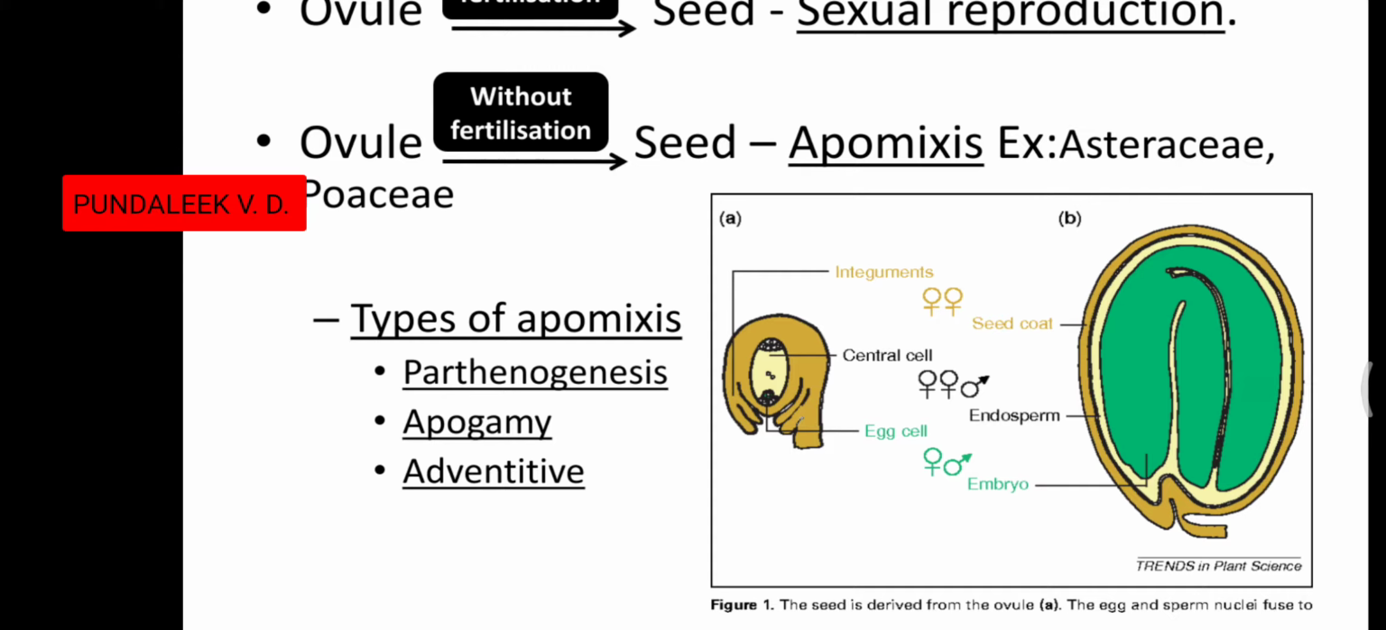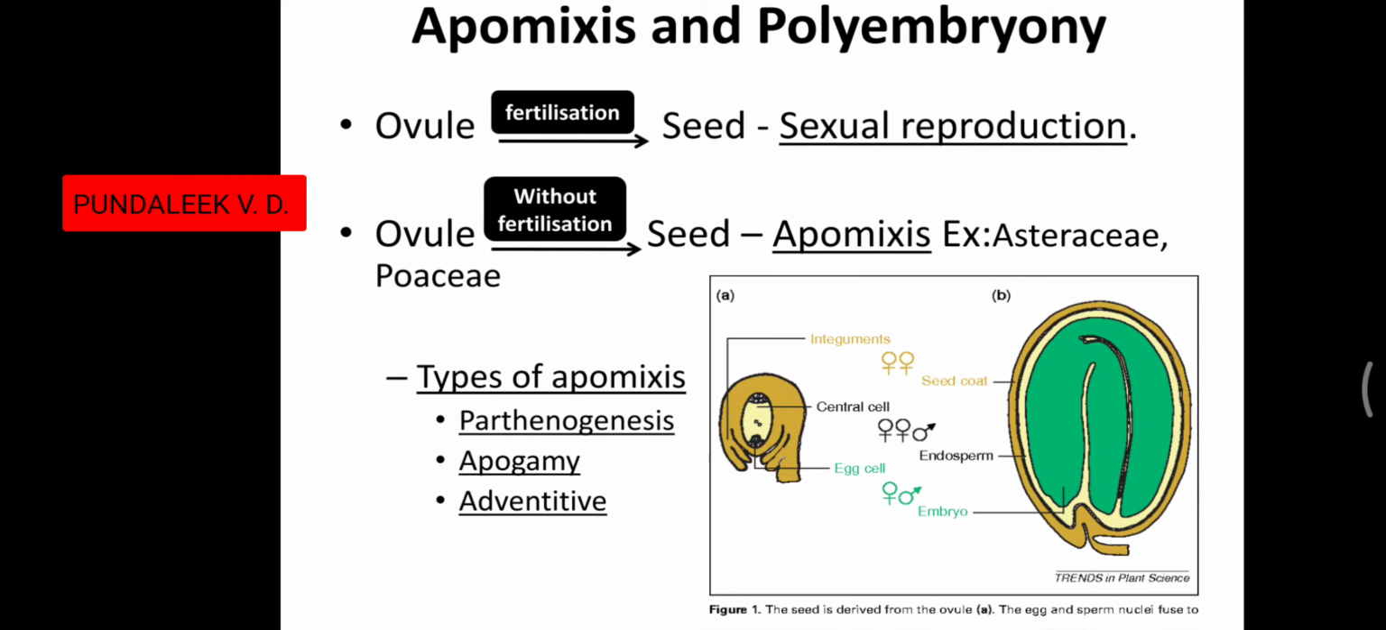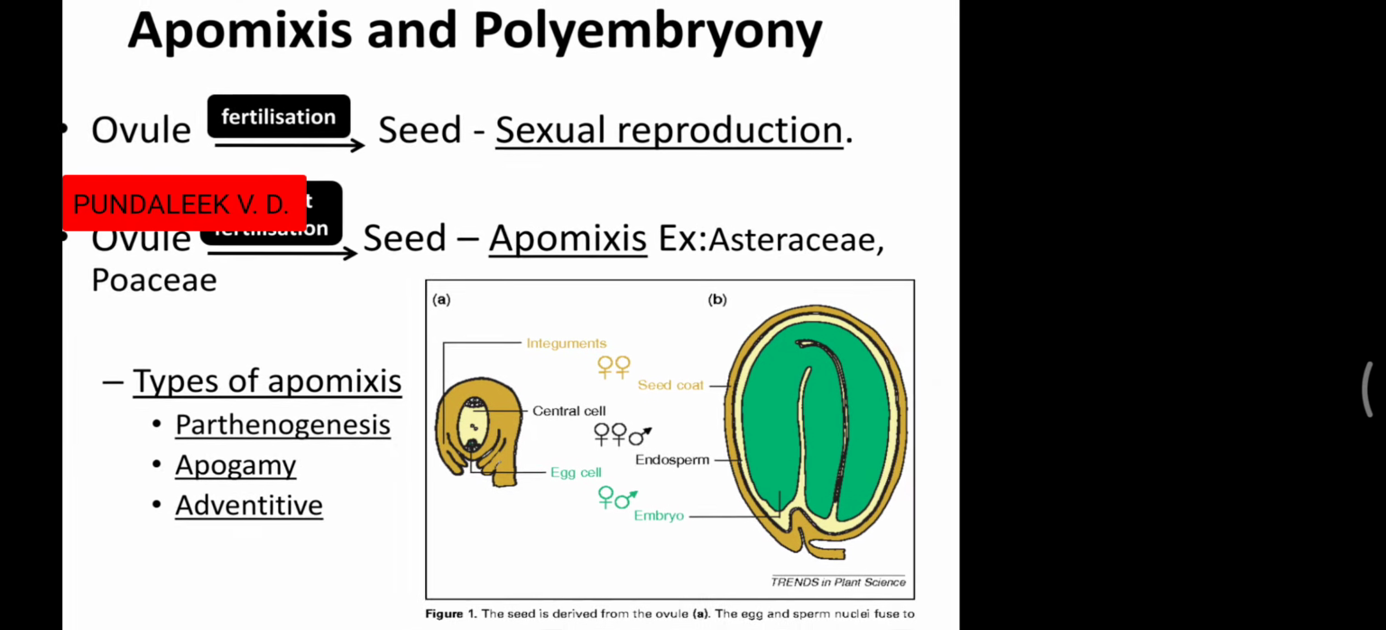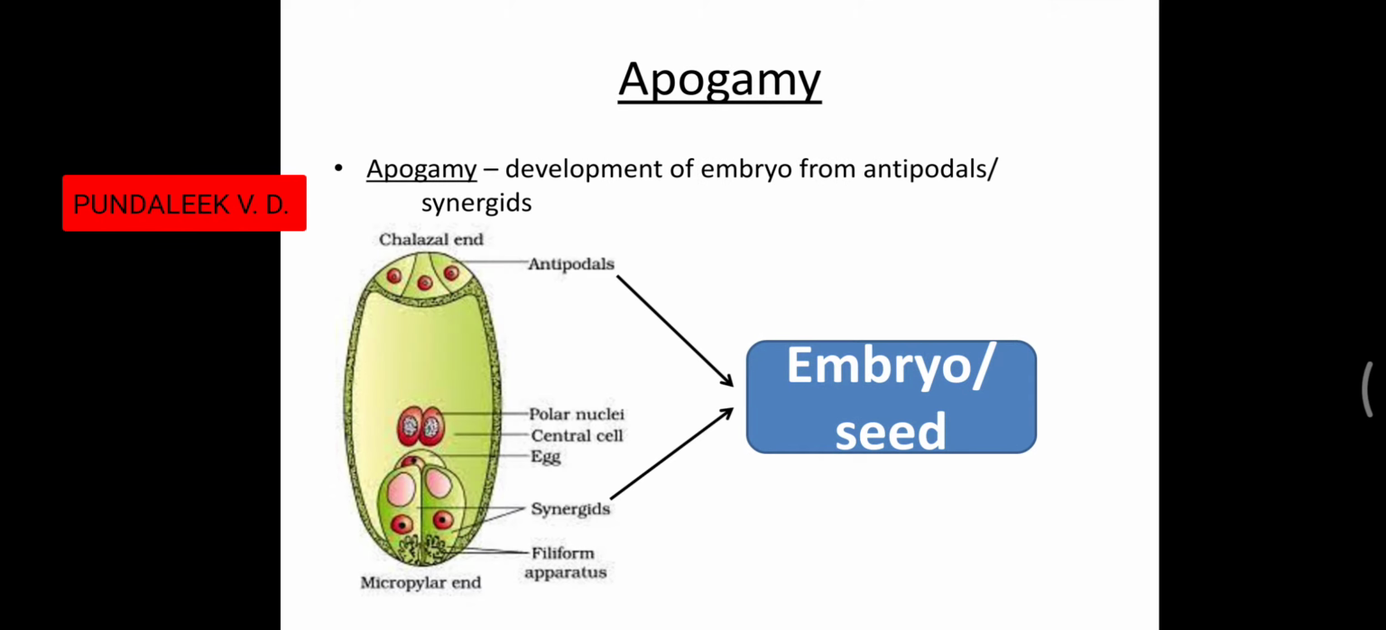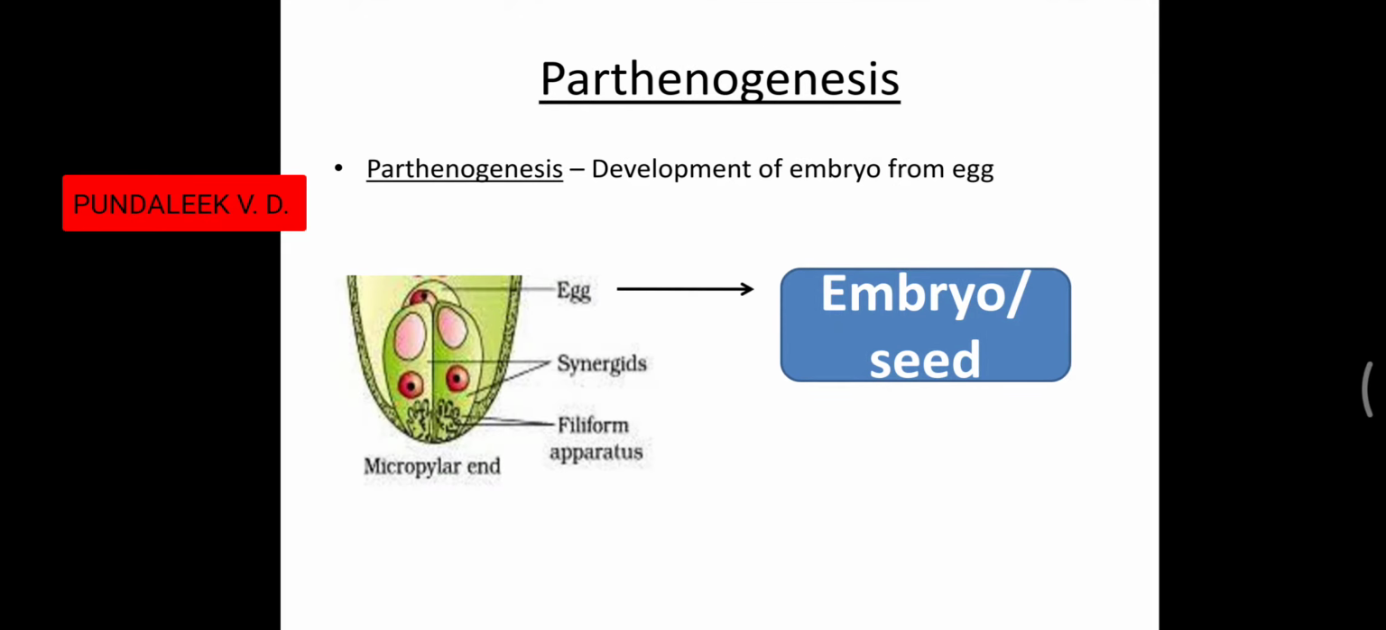parthenogenesis, apogamy, and adventitive type. So when it comes to the first apomixis type, that is parthenogenesis. Here, parthenogenesis in the sense of the development of embryo. Note that I have already mentioned that technically the actual seed is the embryo, so I am using embryo again and again.